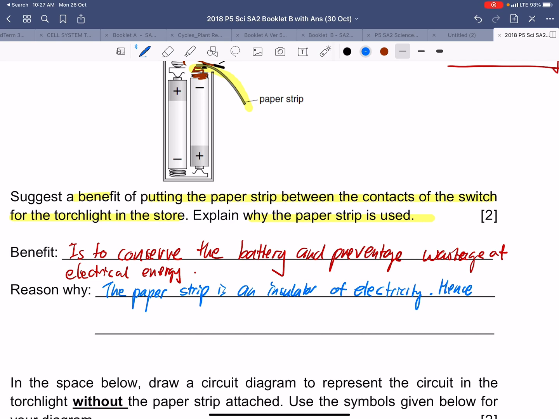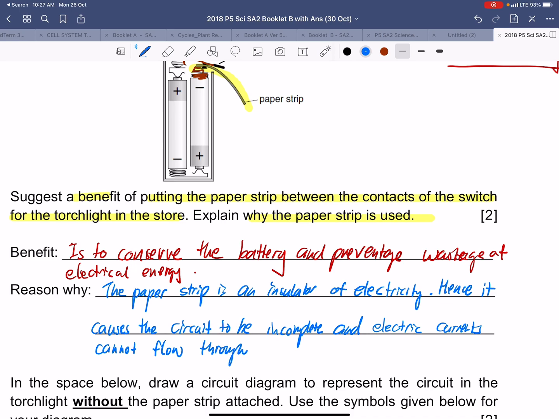Hence, it causes the circuit to be incomplete and electric currents cannot flow through the circuit, which prevents the bulb from lighting up.